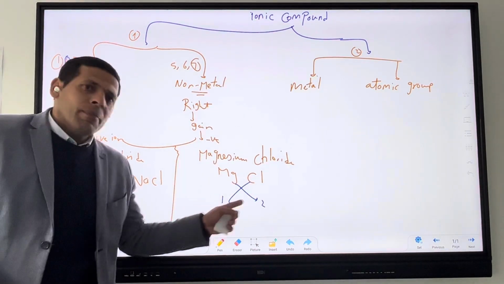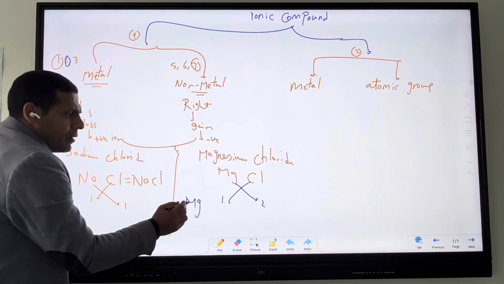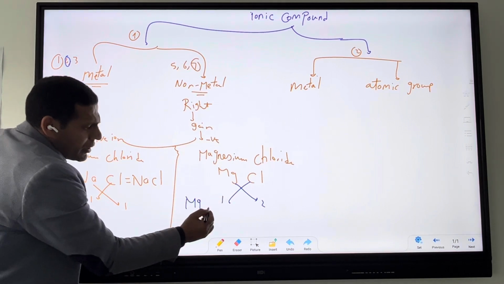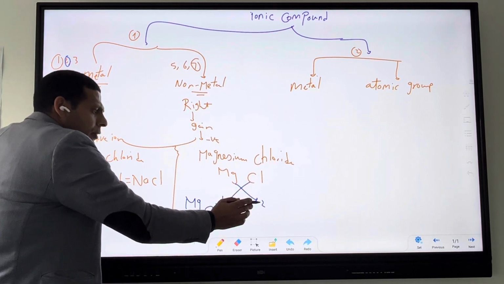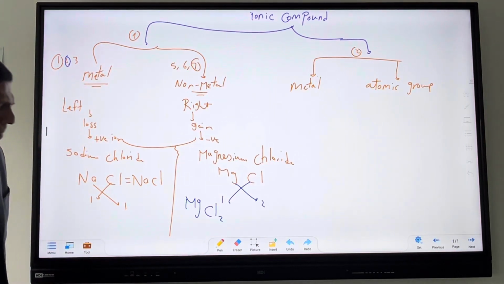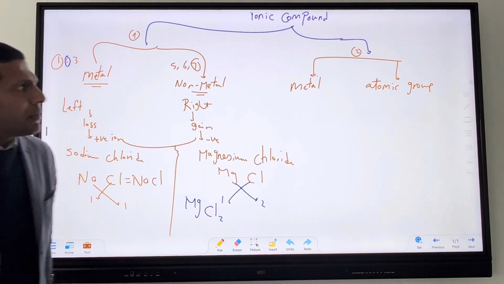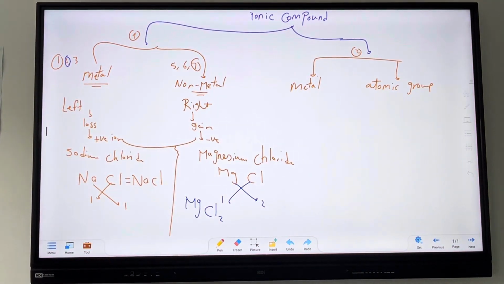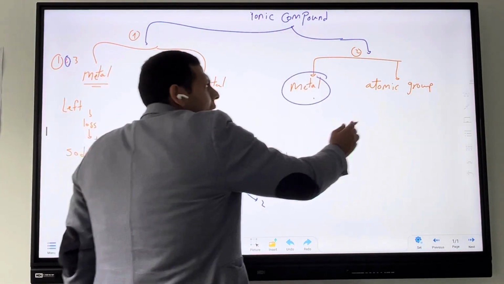It's already simplified, so you write it down as Mg, and the 1 goes underneath the magnesium. You don't have to write the 1. And Cl will be 2, because we have the 2 here, written under the chlorine atoms. We have MgCl2, which is magnesium chloride. So by having, number 1, a metal and a non-metal, we can form an ionic compound. Second, by having a metal and atomic groups.